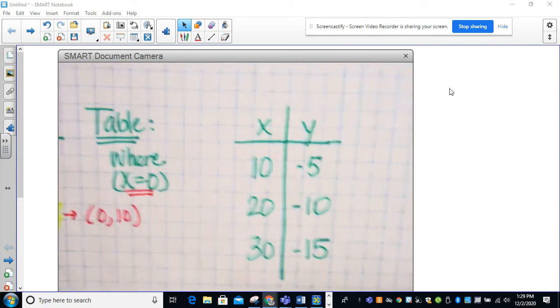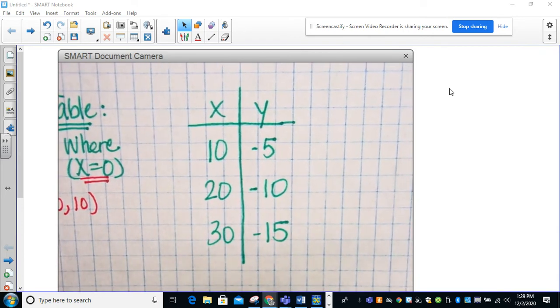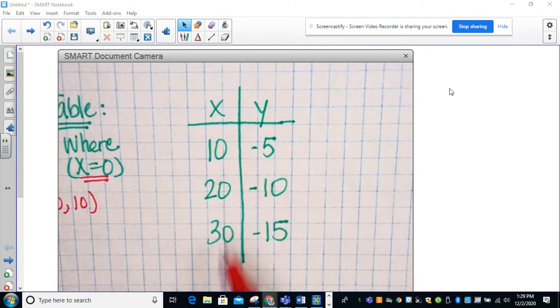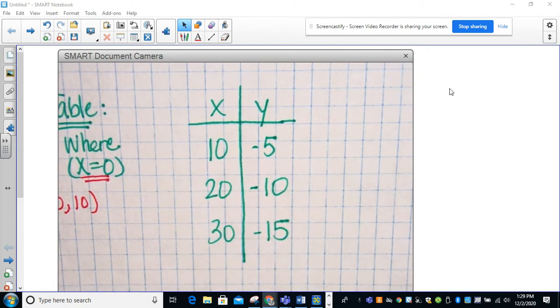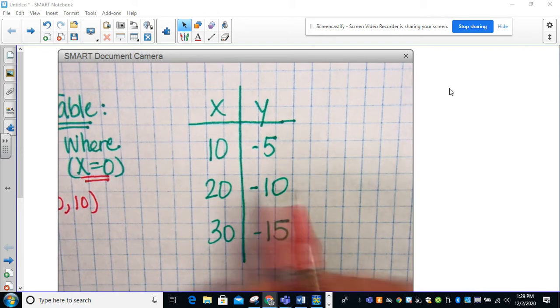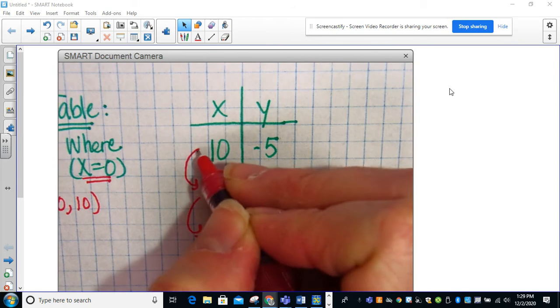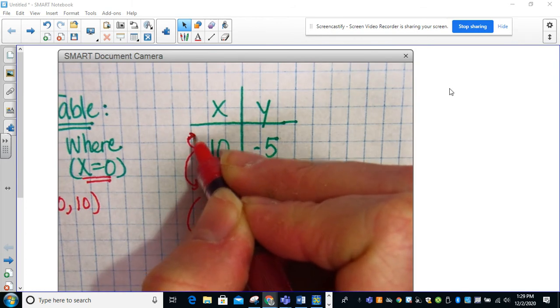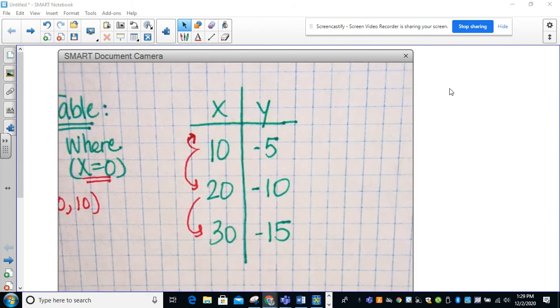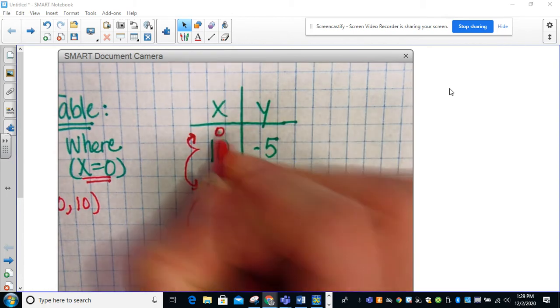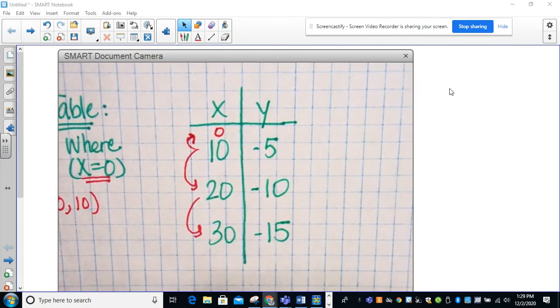So if we look at this table, we notice that we don't have an x equals 0. We have 10, 20, 30. But we could figure it out if we work backwards and try to extend the table. So every time over here we're adding 10. So if we wanted to go backwards to there, we would subtract 10, go backwards. So that would give us a 0. That's what we're looking for.